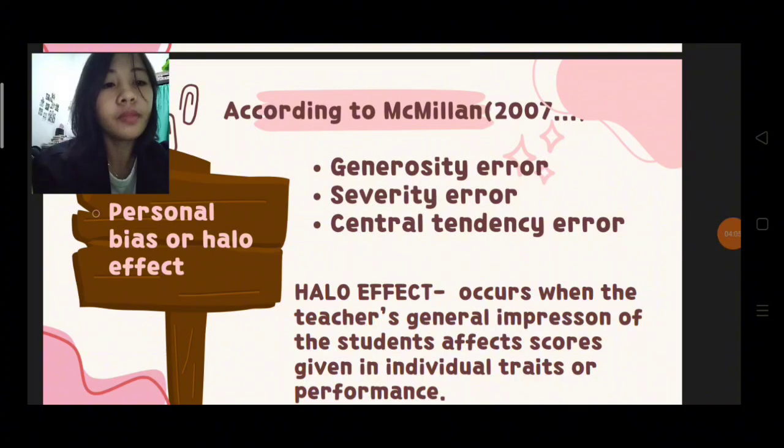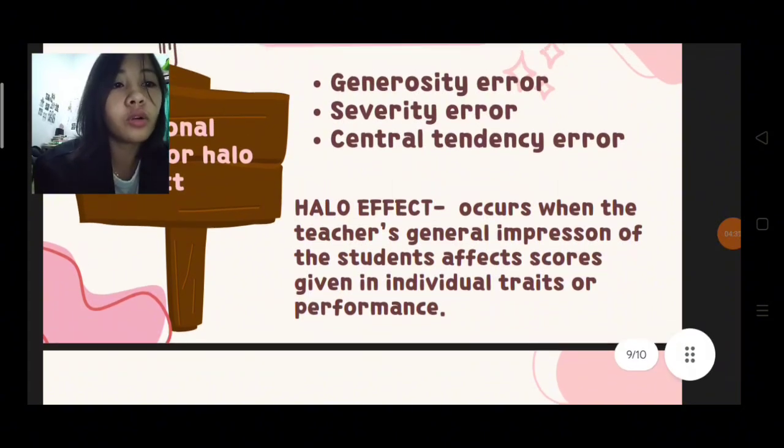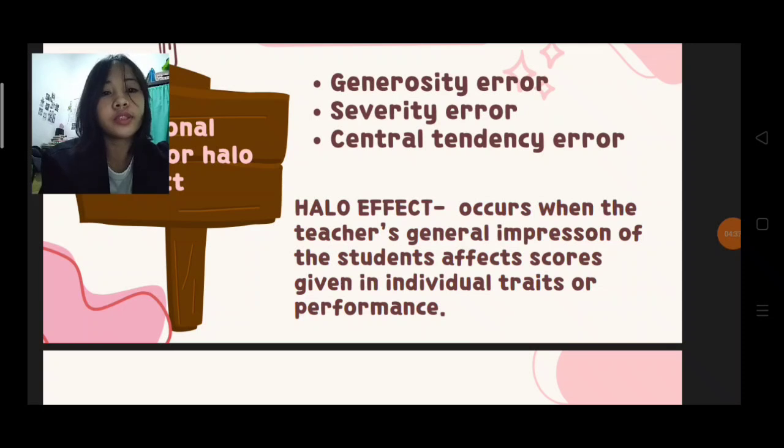Generosity error is where we unintentionally give higher scores than deserved. Severity error, the opposite, is where scores are too low. And central tendency error is where we tend to cluster scores around the average. Another significant bias is the halo effect. It says here that it occurs when the teacher's general impression of the students affects scores given in individual traits or performance.